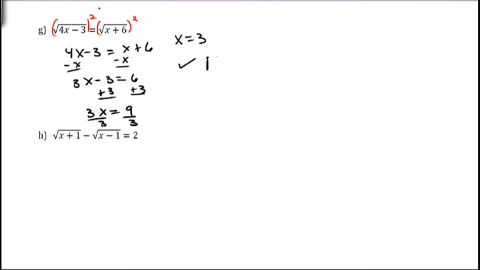Do the little check. Square root of 4 times 3 minus 3. So is this going to be equal to the square root of 3 plus 6? So here we have 12 minus 3 is 9. So we get 3, and here we have the square root of 9 as well, so that's also 3.